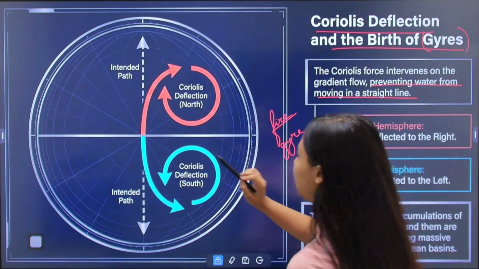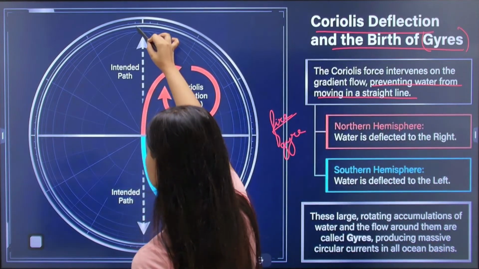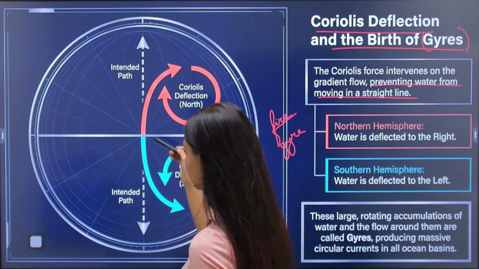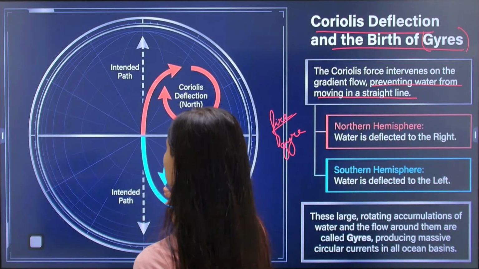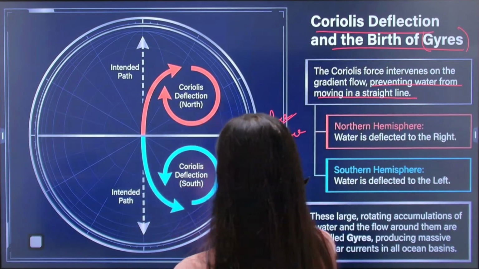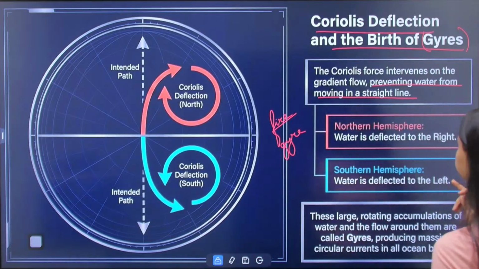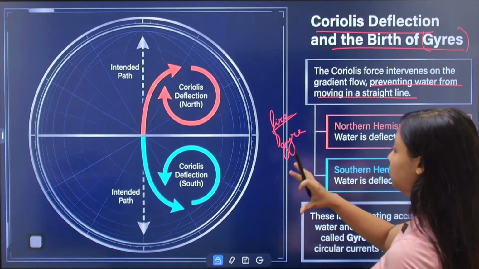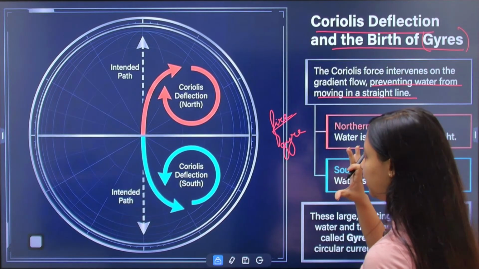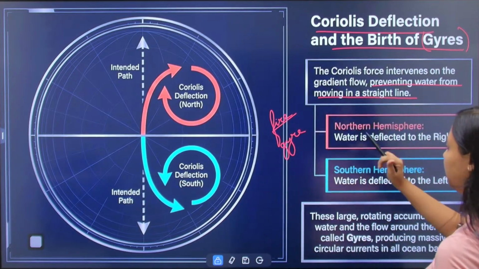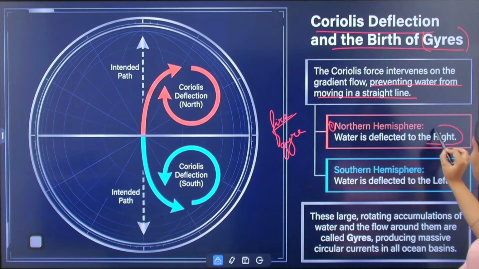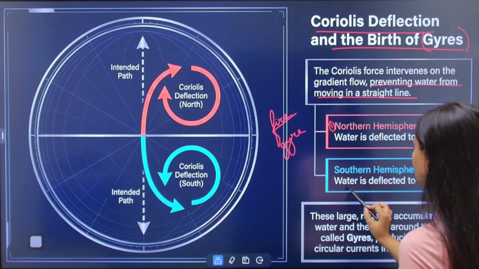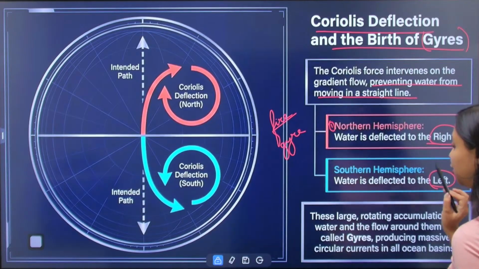Why? This was the intended path. It was a straight line towards the southern hemisphere. Also the intended path is a straight line, but water does not move in a straight line. Why? Because of the presence of the Coriolis force. But the Coriolis force acts in two different directions in the northern and the southern hemispheres. In the northern hemisphere, water is deflected to the right. In the southern hemisphere, water is deflected to the left.